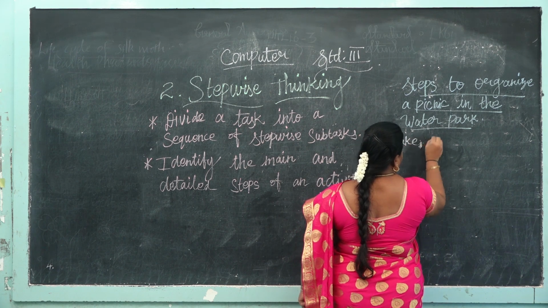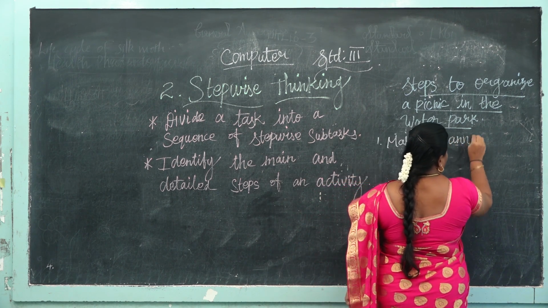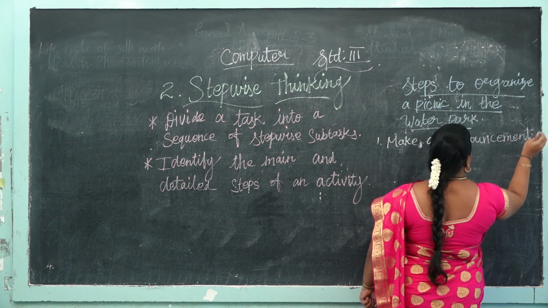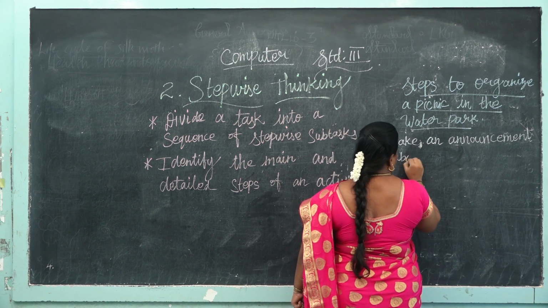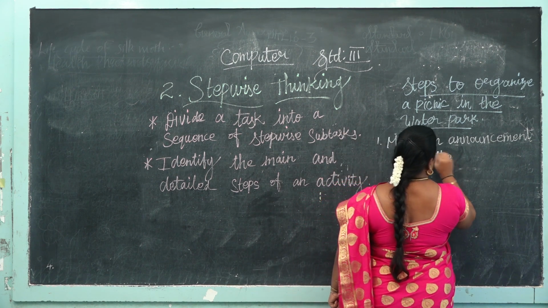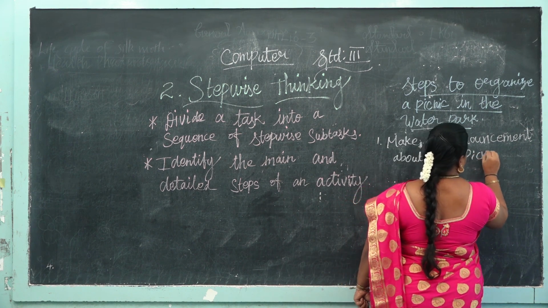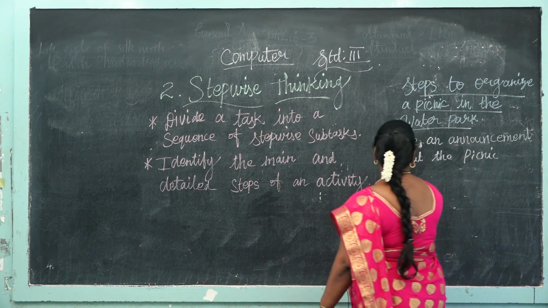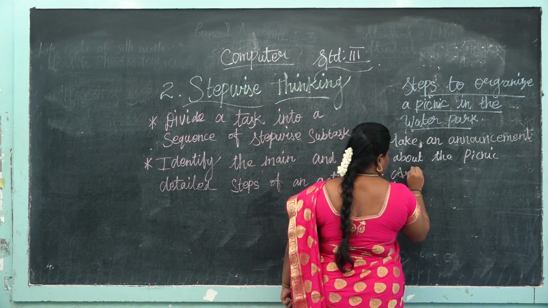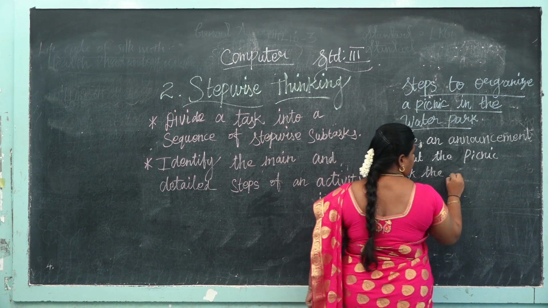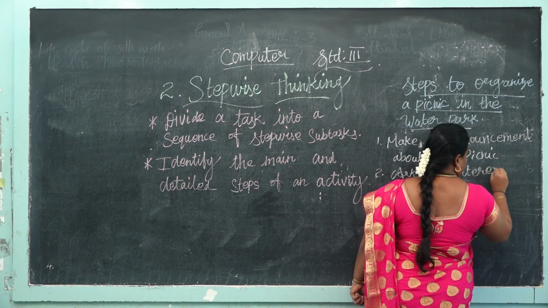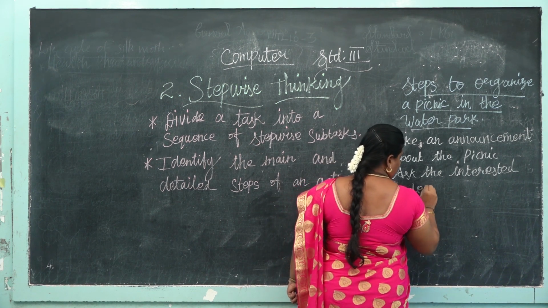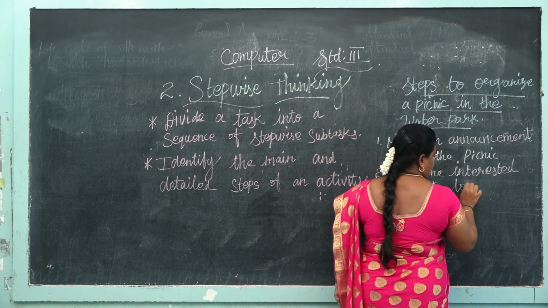Make an announcement about the picnic. First, we have to announce the picnic, right? Make an announcement about the picnic. What is the second one? Ask the interested students to give their name list.